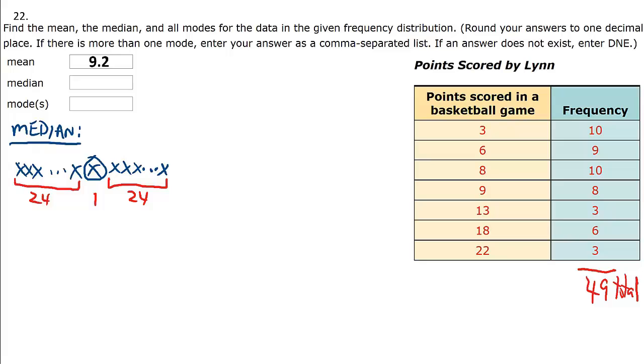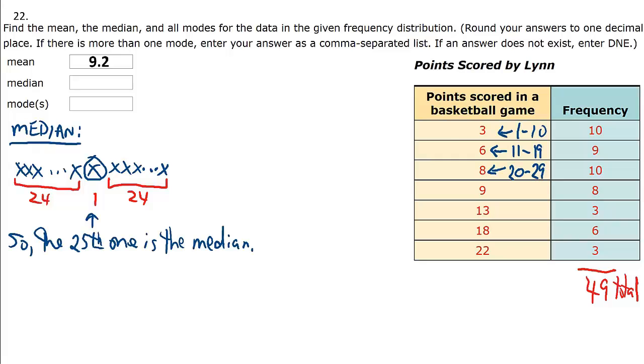If you add up the frequencies, you'll see that you have 49 numbers. You're trying to figure out which one is the middle. Well, 49 is an odd number, so that means that there's a single number in the middle, and 24 plus 24 is 48, so there must be 24 on the left, 24 on the right, and the median is the one in the middle, which means the median is the 25th number. So all you've got to do is go to that chart and figure out which one is the 25th number.